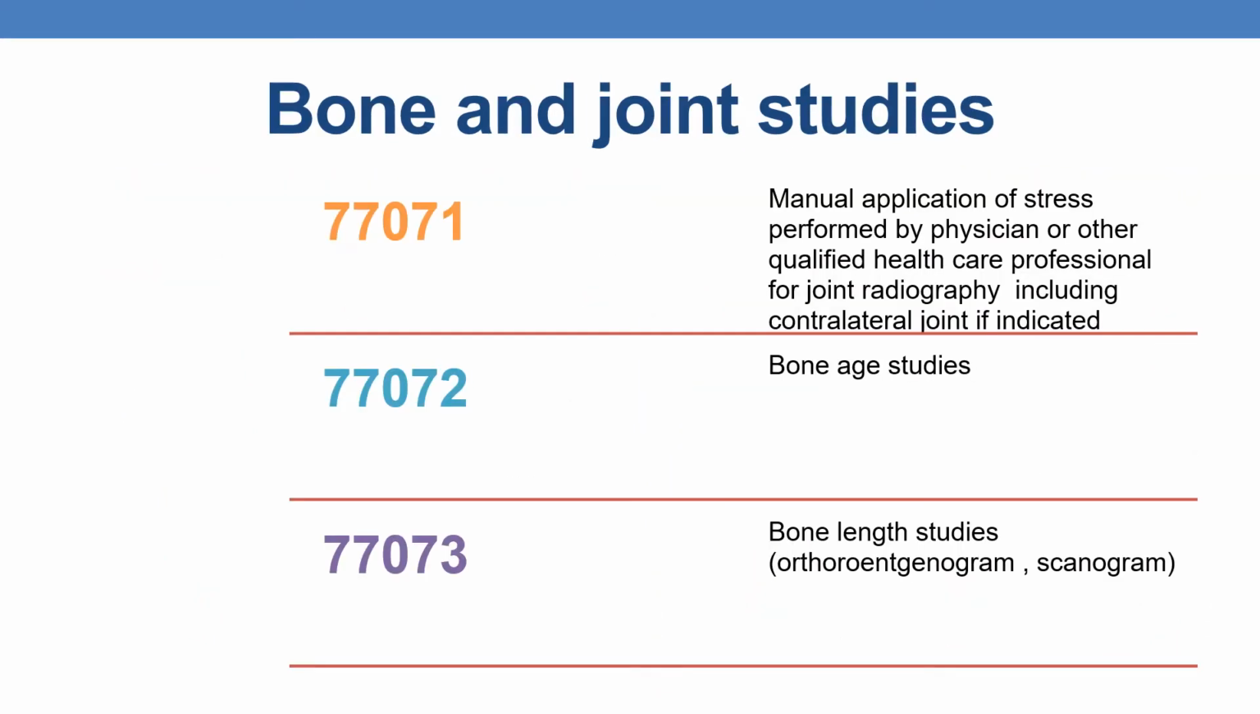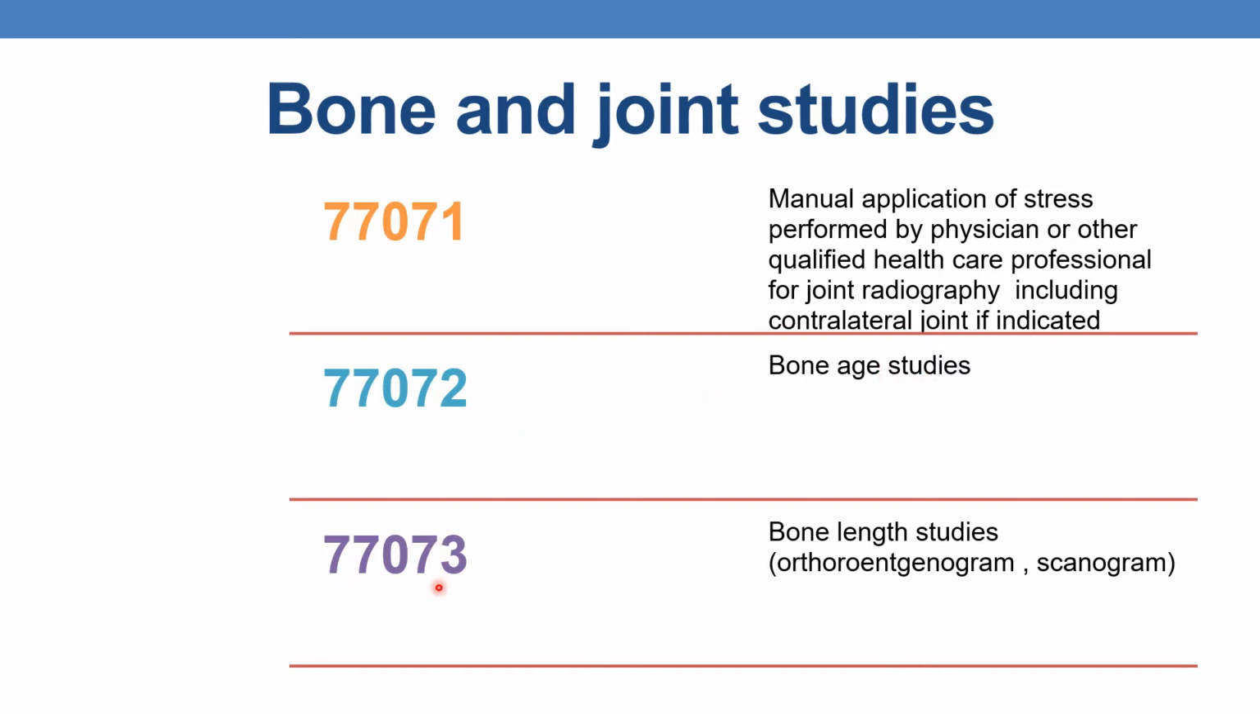Now coming to the various CPTs of bone and joint studies. The first CPT is 77071. It is mainly applicable for manual application of stress performed by a physician or other qualified healthcare professional for joint radiography, including contralateral joint if indicated. Next CPT is 77072. It is composed of bone age studies.